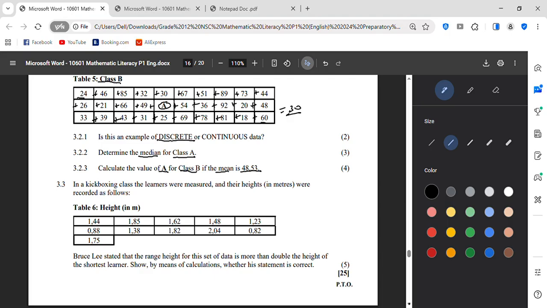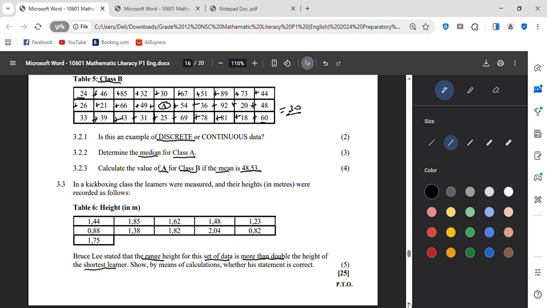All right. So Bruce Lee is stating that the range for this set of data that we have is more than double of the height of the shortest learner. We need to verify by a calculation whether this statement is correct. Let's break this down. Like I always say, you need to break down these questions. So let's do the first thing. Let's calculate the range first, because Bruce Lee is talking about the range.